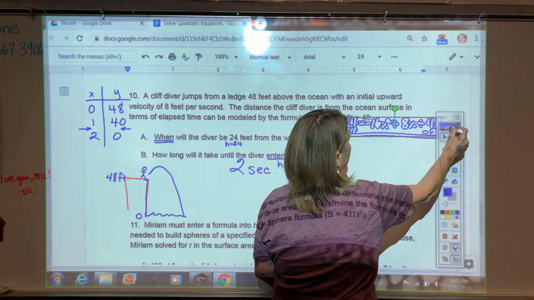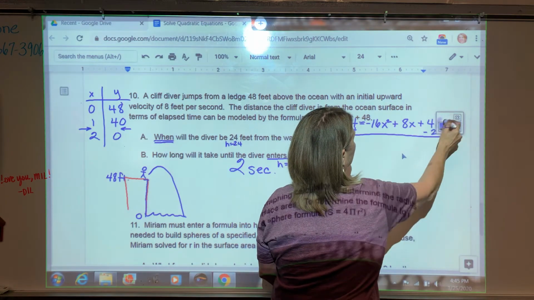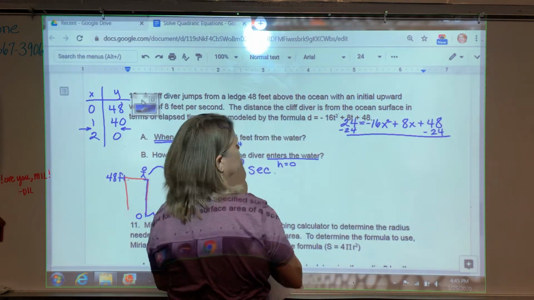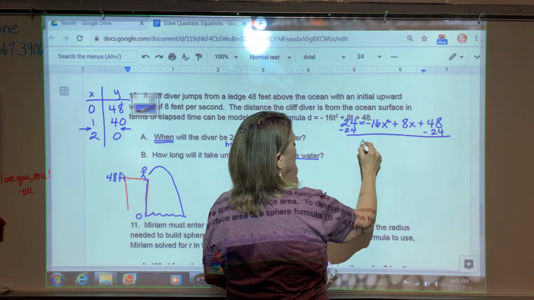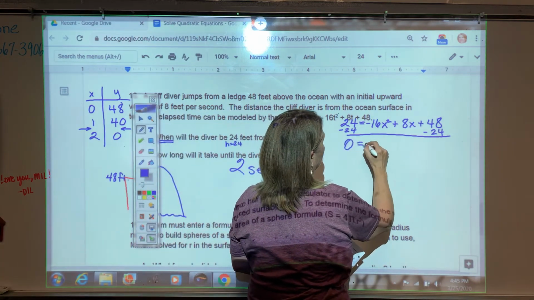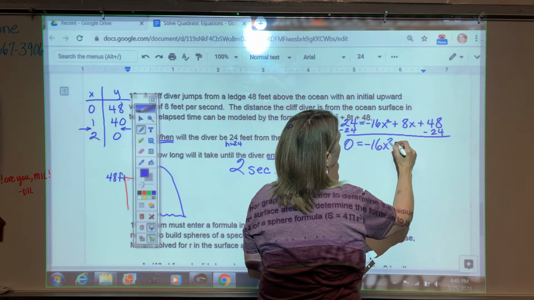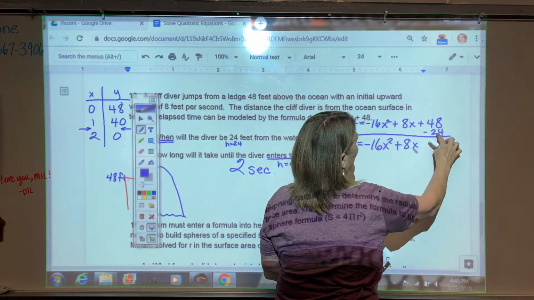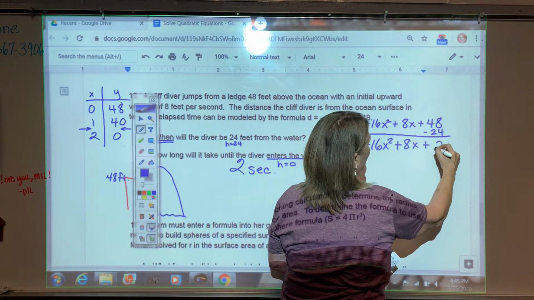Scooch that answer right here and use this workspace. Over here a little bit, and move this over here. Okay, so now I have this equal to 0. So I have negative 16x squared plus 8x, and then 48 minus 24 is simply 24.